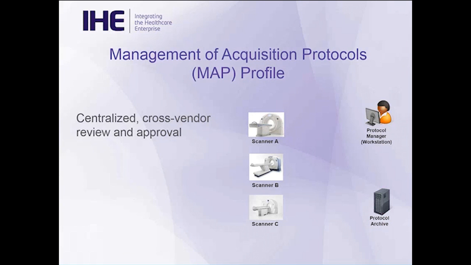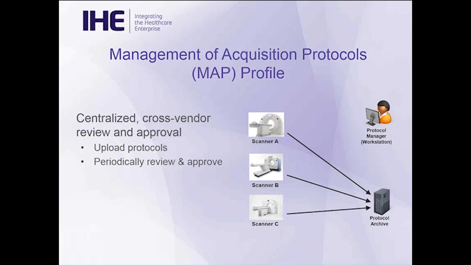So the concept of this profile is how do we enable centralized cross-vendor review and approval of acquisition protocols? The idea is that first you upload protocols to a protocol archive, and then periodically you review and approve those. Periodically may mean a monthly task. It could be a weekly task. If you wanted to monitor changes live and intervene daily, it's really up to the site and to the features of the protocol manager, but all of those would be possible.